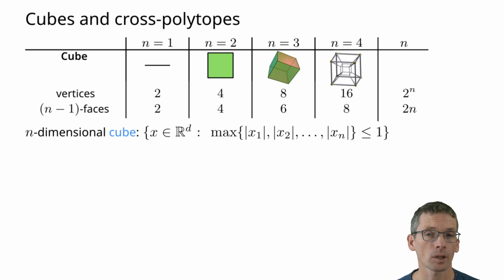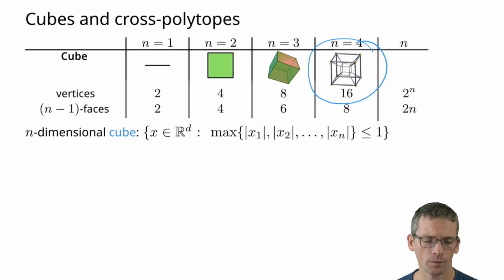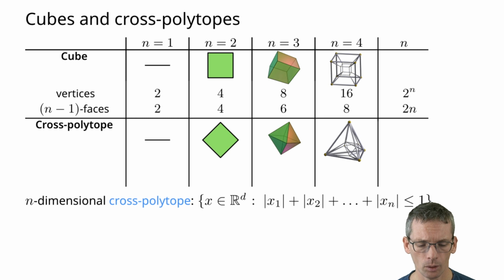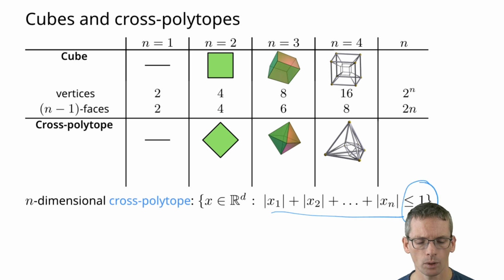One more curiosity to point out. In 4D, what I'm showing here is a so-called Schlegel diagram. If you haven't seen that yet, that's an interesting construction to show 4-dimensional polytopes. But now let's move on to cross-polytopes. What is a cross-polytope? We want the sum of the absolute values of the coordinates to be at most 1. So how many vertices do we have?